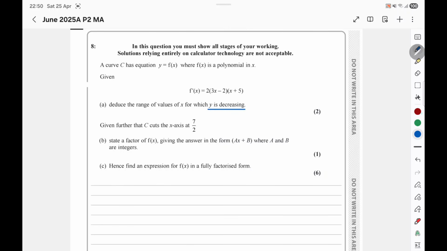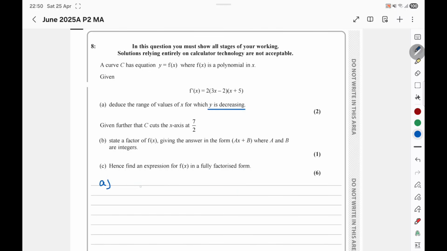y is decreasing when the gradient is negative. This is where the curve is decreasing. And what is the gradient? f dash of x. f dash of x, which is dy by dx, is the gradient. So we'll just make f dash of x smaller than 0.